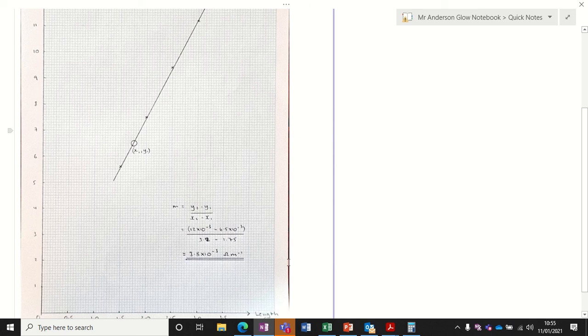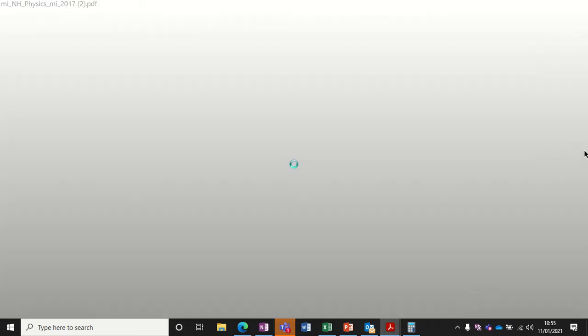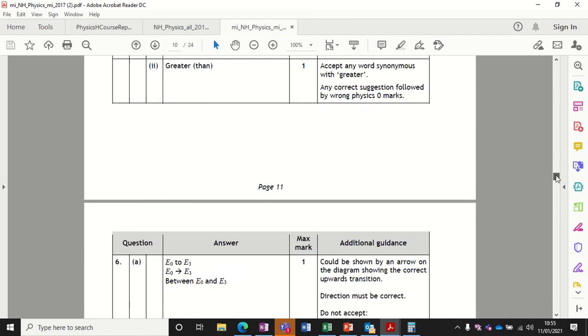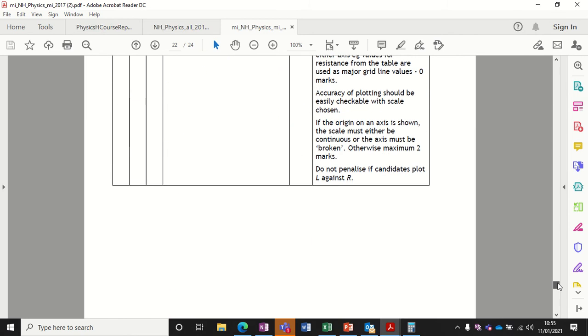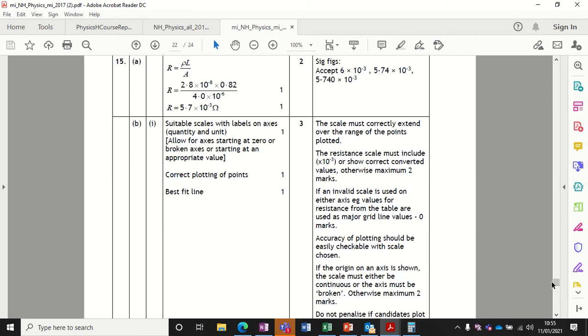Okay, so let's look back at the marking instructions for this one. So if we move on to question 15. There we go. So for B part 1, for the graph itself, suitable scales with labels on axes, which I'd put length in metres and resistance times 10 to the negative 3 ohms. Correct plotting of points, well, the marker would check that, but I'm going to assume that since I've plotted them, they're correct. And my line of best fit looks pretty much okay. So I get 3 marks for my graph.